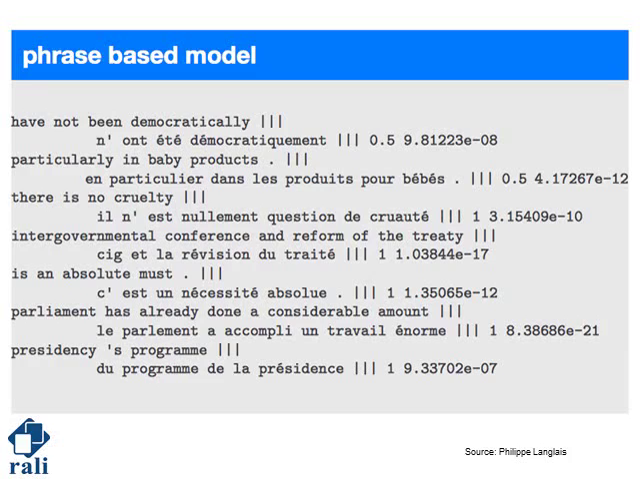We've accumulated statistics on plenty of aligned bilingual text. So we found that "have not been democratically" corresponds to "n'ont pas été démocratiquement", and you have parameters and probabilities associated with each of those things. But those tables are very, very huge. Those are what we call phrase tables.